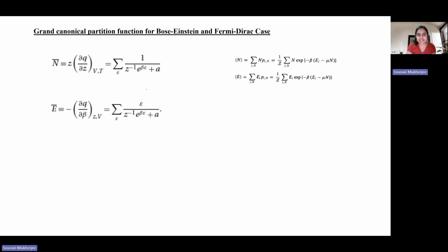Now, whatever you are finding here is the same as doing this. This is your general definition. Here e to the power minus beta E by Z is the probability of being in that particular state. Then, based on whatever observable you're trying to find the average of, you multiply the individual values with the respective probabilities and then do a sum. That's the typical way of finding an average or an expectation value, right? And this is the same as doing this summation.